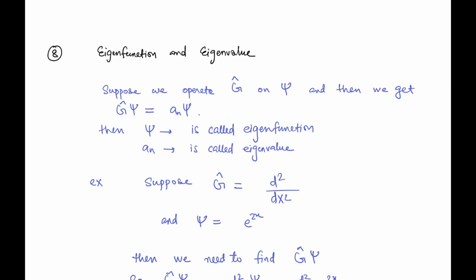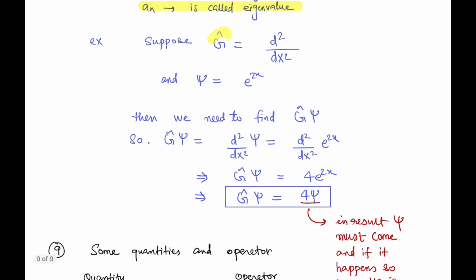Now let us understand eigenfunction and eigenvalue. Suppose we operate an operator on psi, and we get some constant multiplied by psi. If the answer is always in the same fashion, we call psi the eigenfunction and the constant the eigenvalue. Suppose we have an operator that says to find the double differentiation with respect to x, and suppose we have psi that is exponential minus 2x.